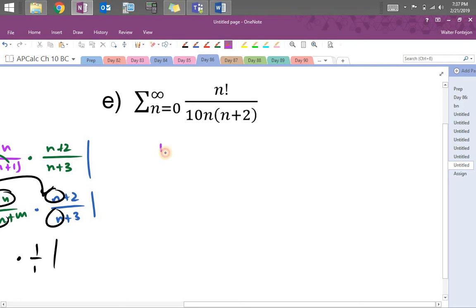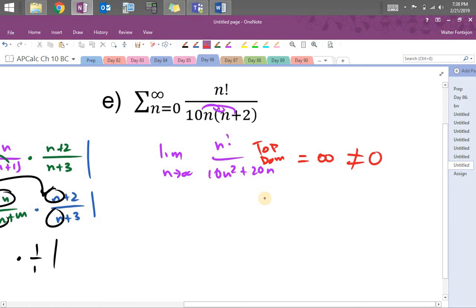So let's do the nth term test. Let's take the limit as n approaches infinity of n factorial divided by, if I distribute, this is going to be 10n squared plus 20n. I know that n factorial is the most dominating function. It dominates over the polynomials, so we say that this is top dominant, and automatically I know this limit is going to be infinity, not 0. So this is another way that you could have gotten diverged without going to the ratio test.